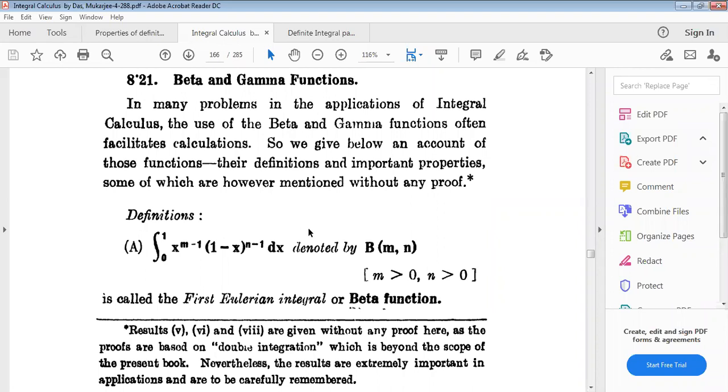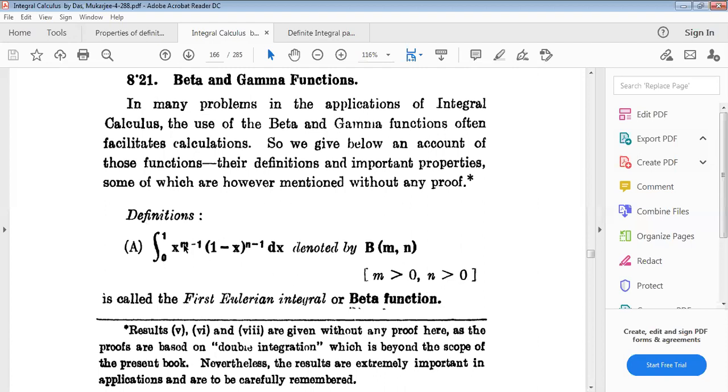Gamma beta function is the first Eulerian integral. This is the definition of the beta function: the integral from 0 to 1 of x to the power m minus 1, bracket 1 minus x to the power n minus 1, dx. This is denoted by beta mn, the Greek letter beta. This integration is called beta mn, or the beta function, or the first Eulerian integral.